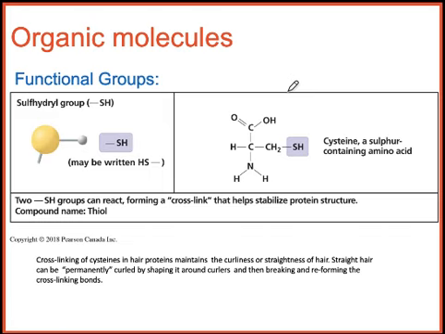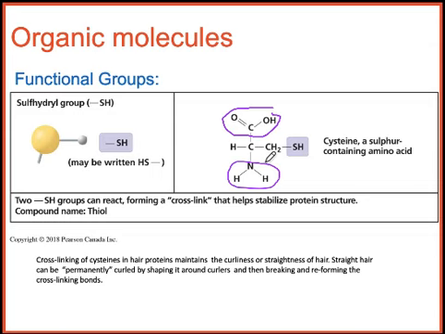This sulfhydryl, it's SH or HS, you see it sticking out places. Cysteine, a sulfur. So this is an amino acid too. How do we know it's an amino acid? Well, here I see a carboxyl group, and here I see an amino group. Those are the two important things to pick up. Okay.